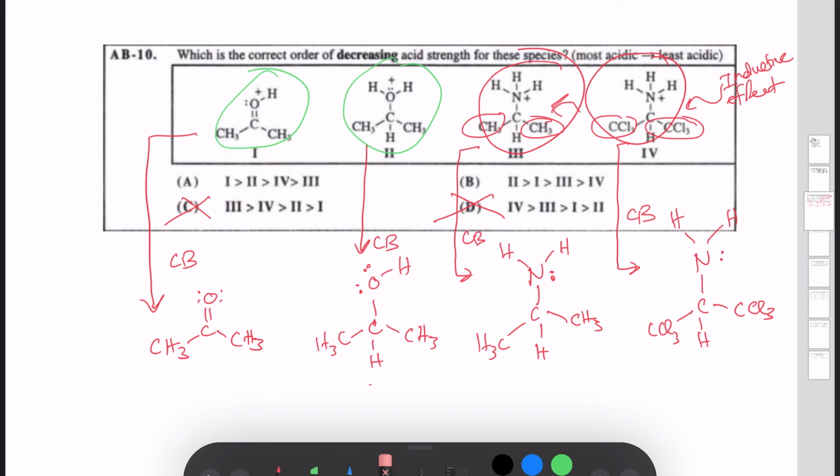So automatically this allows us to choose A as our final answer. But let's also look at 1 and 2 just to be thorough. So if we look at 1 and 2, we see that the oxygen atom on this first compound is sp2 hybridized. Now, if we look at the next one, we see that it is sp3 hybridized.